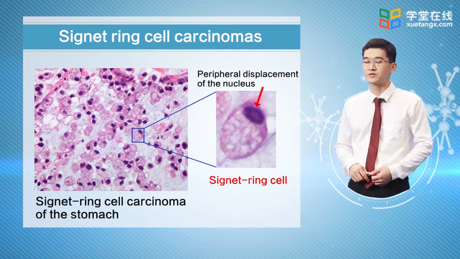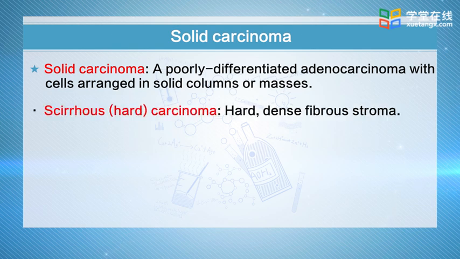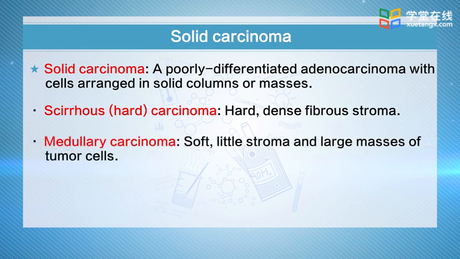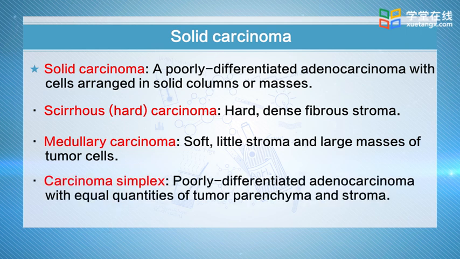has a poor prognosis. Solid carcinoma is used to describe the poorly differentiated adenocarcinoma with cells arranged in solid columns or masses. Based on their consistency, solid carcinomas have different subtypes. Scirrhous carcinoma is hard or fibrous because of their abundant stroma. Medullary carcinoma is soft and brain-like in consistency because it has little stroma. Carcinoma simplex defines the poorly differentiated adenocarcinoma with equal quantities of tumor parenchyma and stroma.